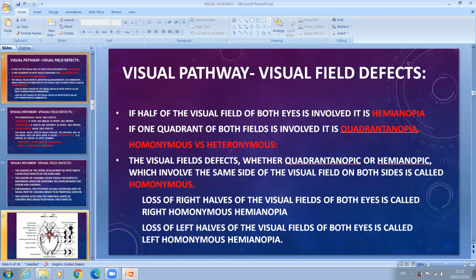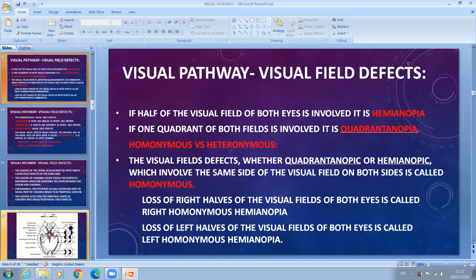What is called homonymous? When the right side of both visual fields or the left side of both fields is affected, it is called homonymous. And if the visual field is affected on both nasal sides, it is called heteronymous. Or if it is on both temporal sides, it is called heteronymous. So heteronymous could be either binasal or bitemporal hemianopia or quadrantanopia, and the homonymous is always on either the right side or the left side of the visual fields.